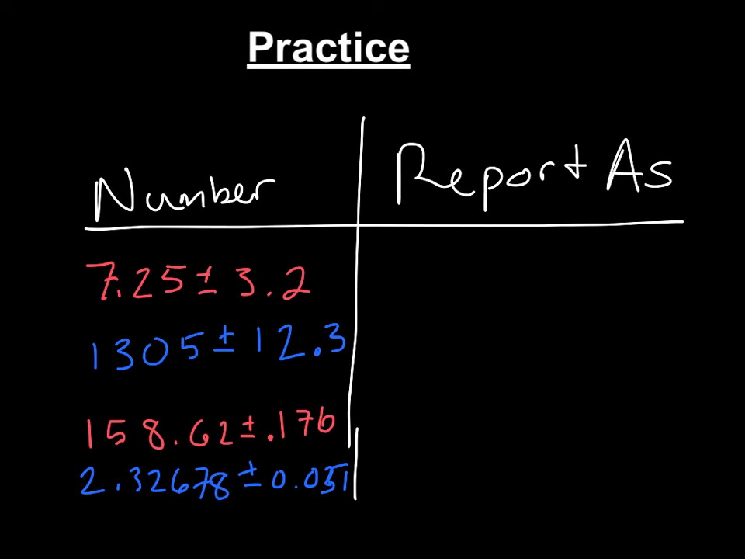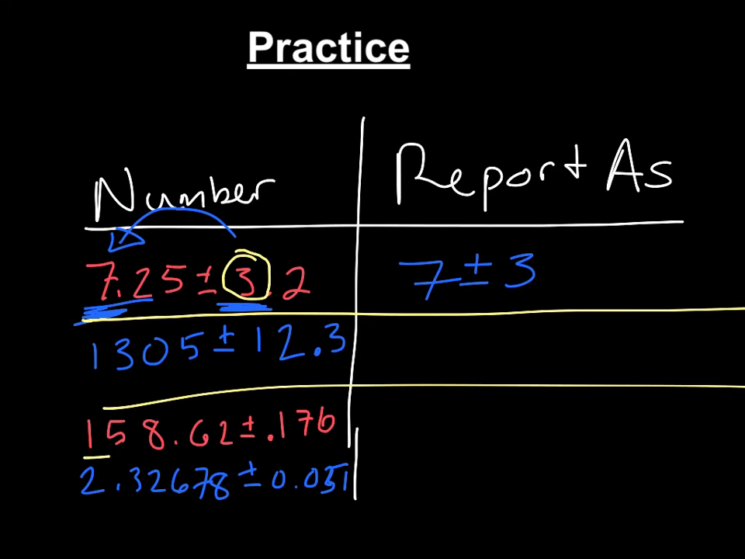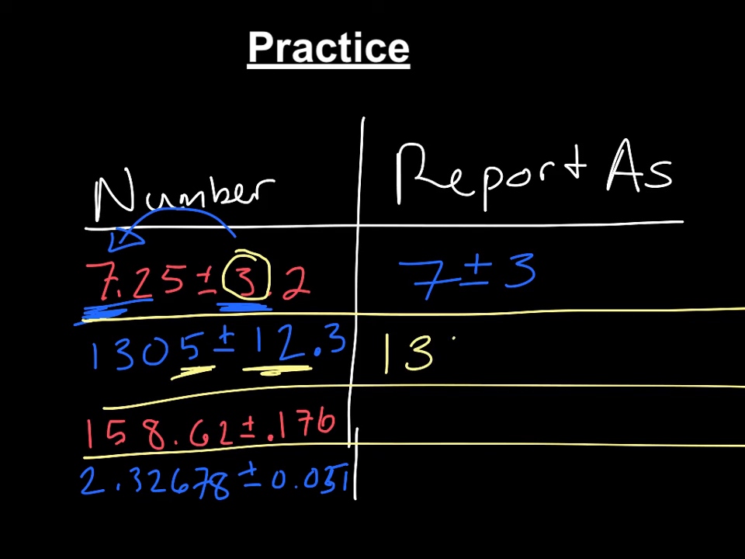The other rule is once you've determined how many digits you're keeping, so the first number is not 1, so you're just going to keep one place, then we see that this is in the ones column. So your uncertainty goes to the same column here. So if this is 7, this goes to the ones column, the number it's modifying also goes to the ones column. So this would be 7 plus or minus 3, which isn't really great numbers. Let's try this second one. The first number is 1, so we're going to keep 2 spots. That goes to the ones column. This goes to the ones column. So you get 1305 plus or minus 12.